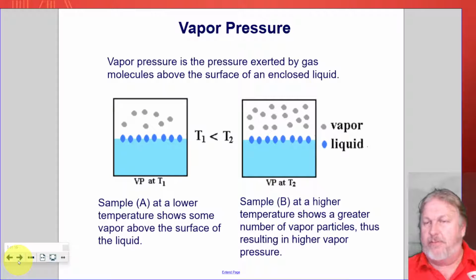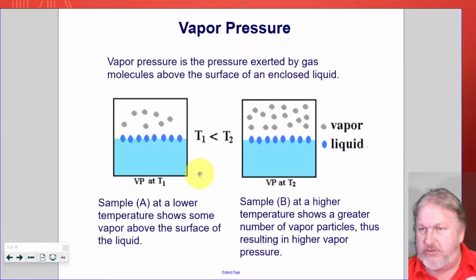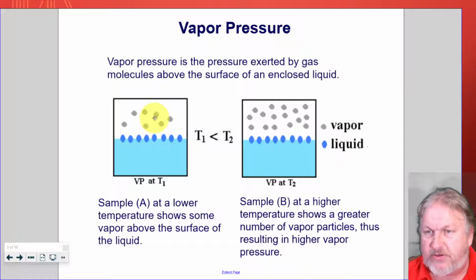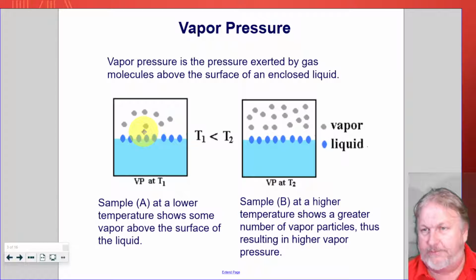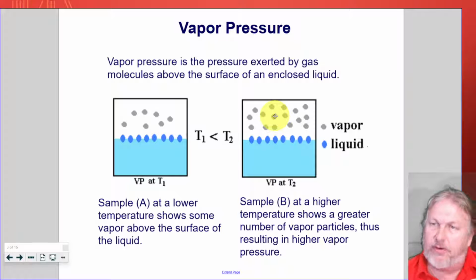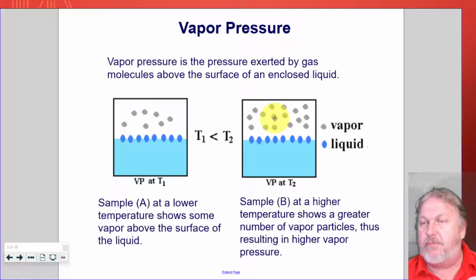Now, if I look at sample A, this is a lower temperature. That's what this means here. T2 is greater than T1. Now, there's some liquid, right, and some of those molecules are above the surface of the liquid. All right? Now, when I increase the temperature, there's a greater number of vapor particles above the surface of the liquid. That's going to increase the vapor pressure of the liquid.